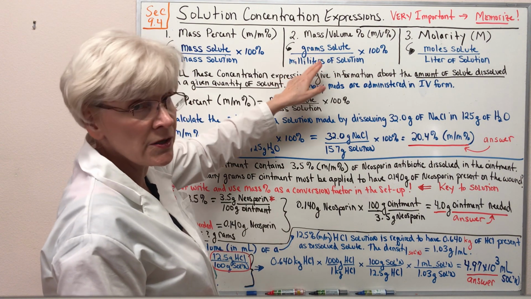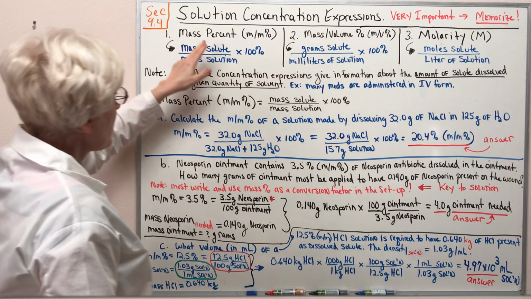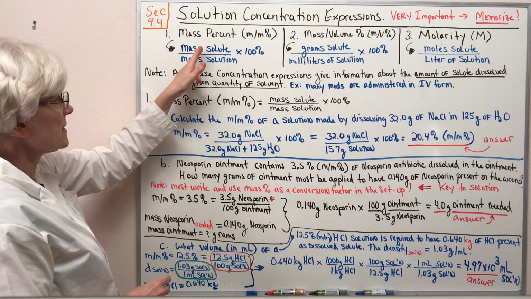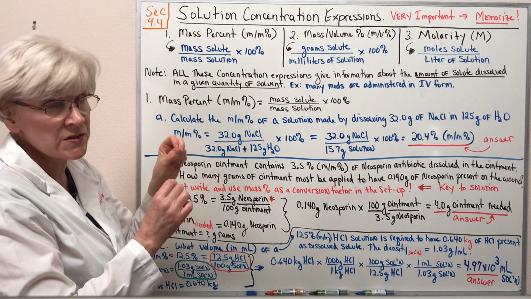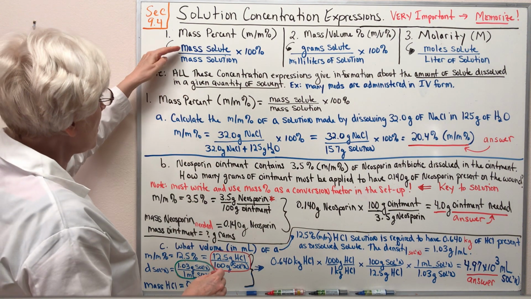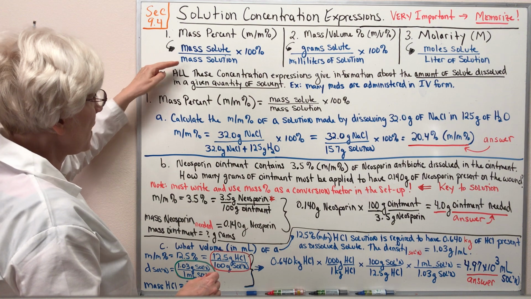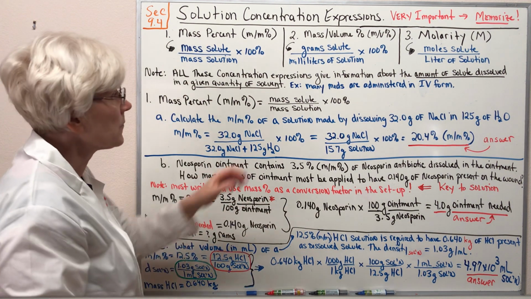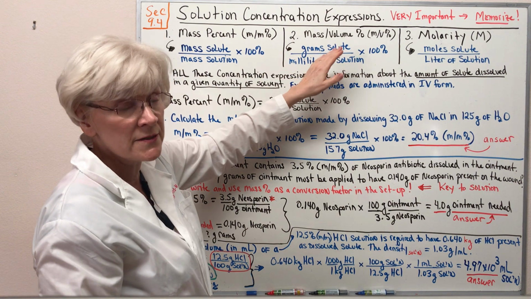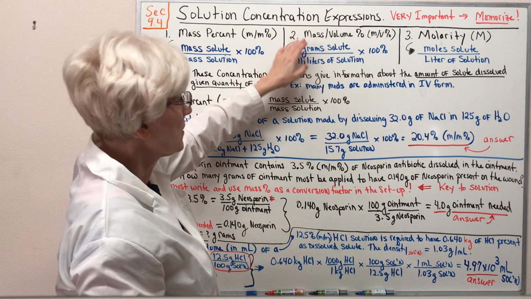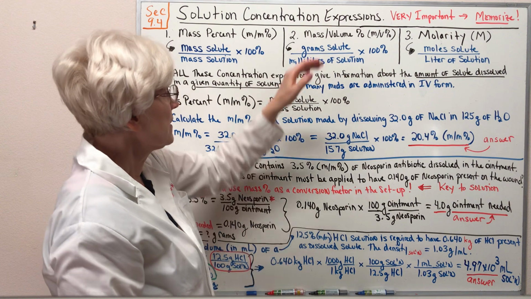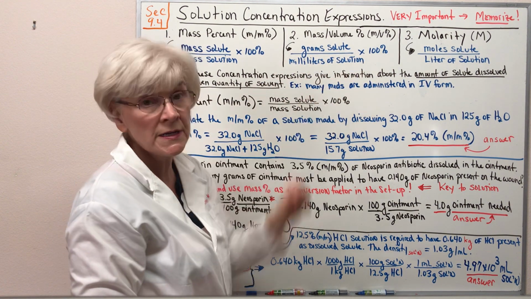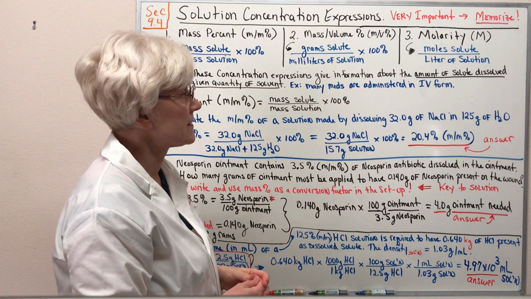Notice the tight units here. With mass percent, units are not specified because it does not matter what mass unit you use as long as it is the same unit in numerator and denominator, so that it cancels out. But with mass/volume percent, the units are specified. Grams of solute divided by milliliters of solution, times 100 to convert it into a percent.